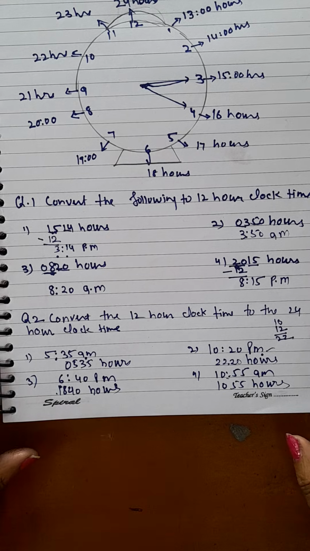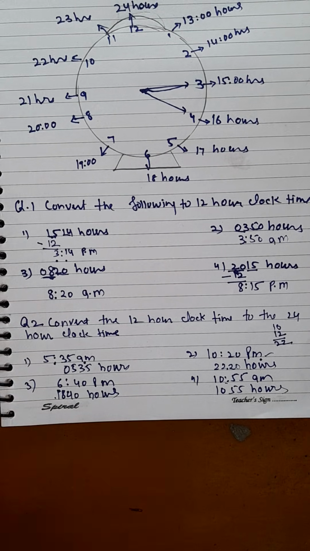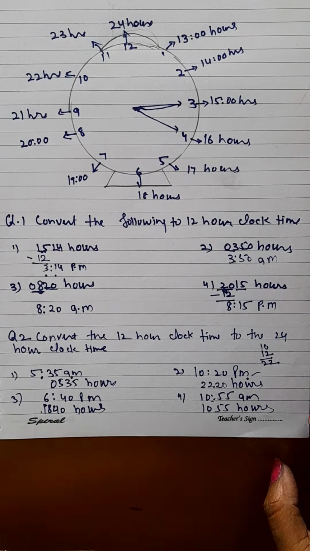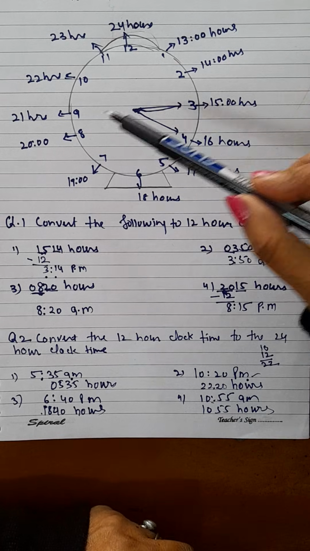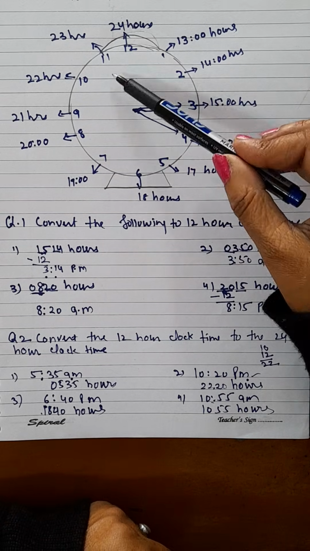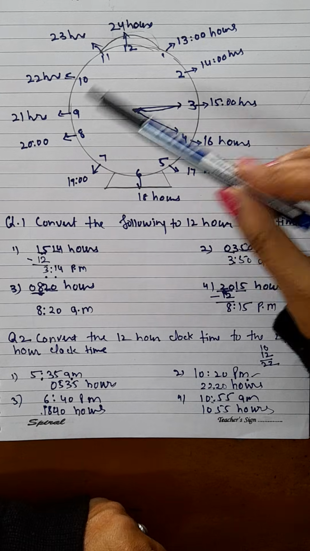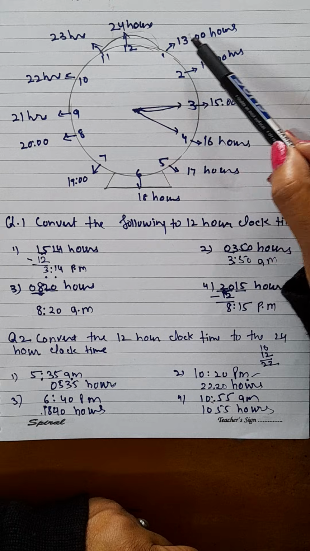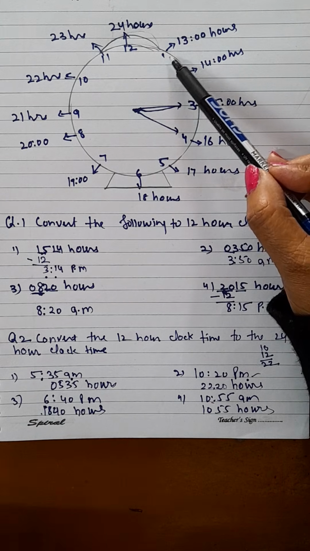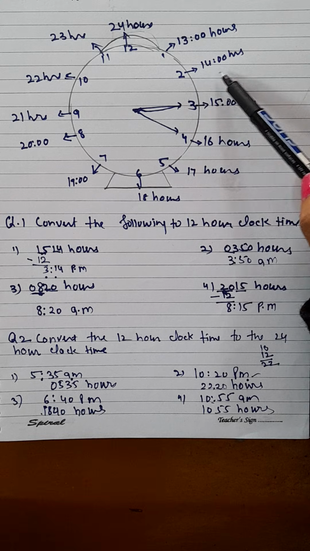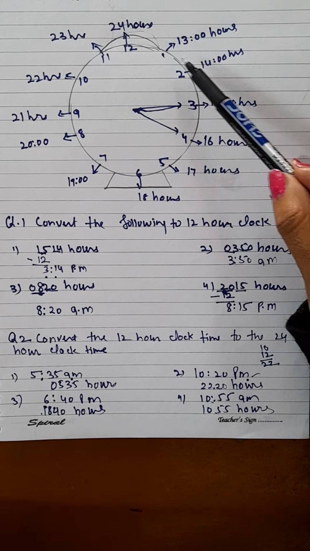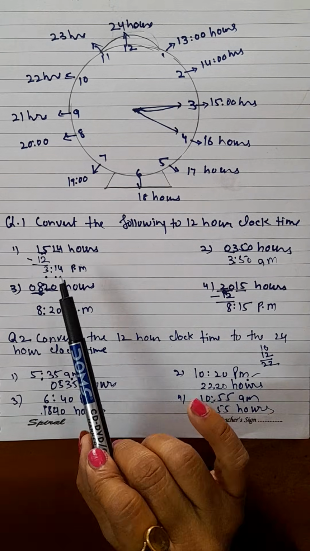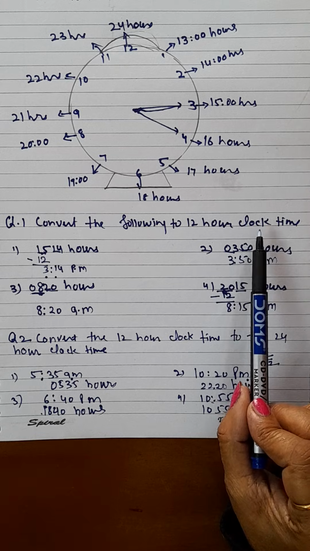So I am repeating all of these one more time, from the first question. As I told you, this is the time given in the 12-hour clock, and this is the time given in the 24-hour clock. In the 24-hour clock, after midday we start writing as 13, 14. 1 o'clock is 13 hours, 2 o'clock is 14 hours. So we start reading as 13, 14, 15. Here we have to convert the 24-hour clock into the 12-hour clock.